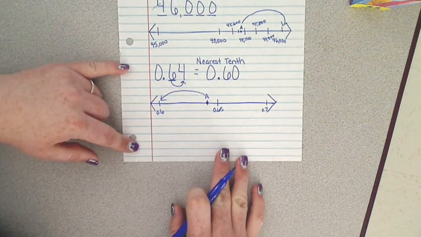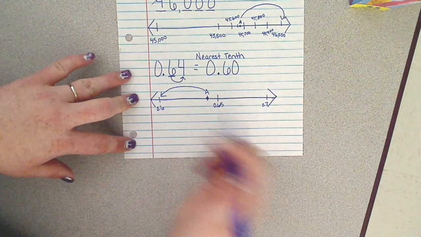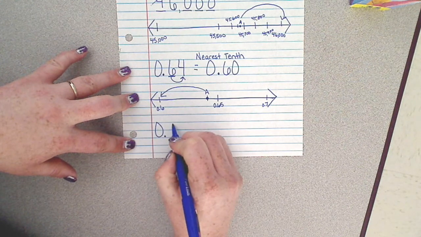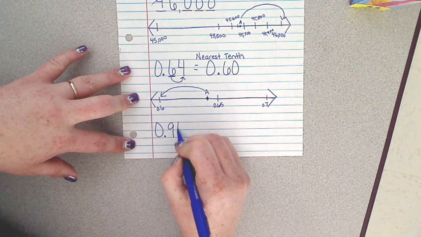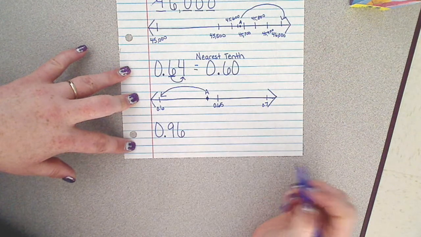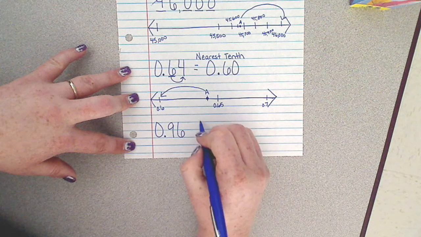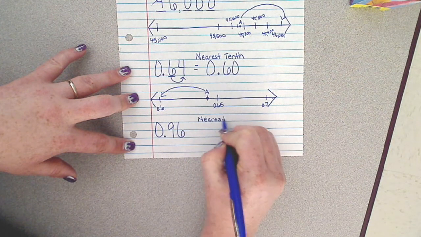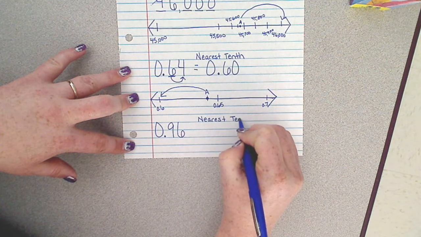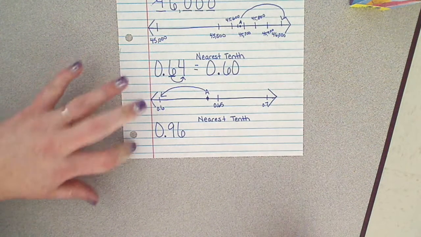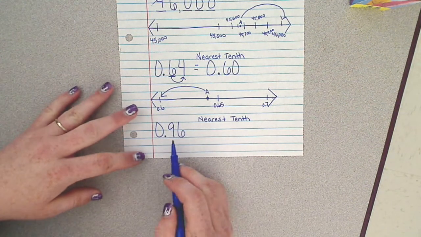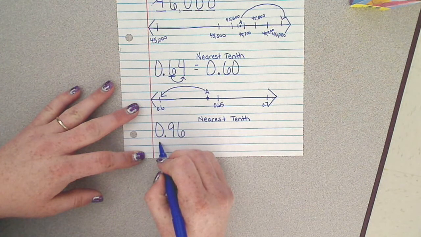Let's look at one more example. I have 0 and 96/100 that I am rounding to the nearest tenth. And this is where most students get very, very confused, which is why we're going to take a moment to look at it.